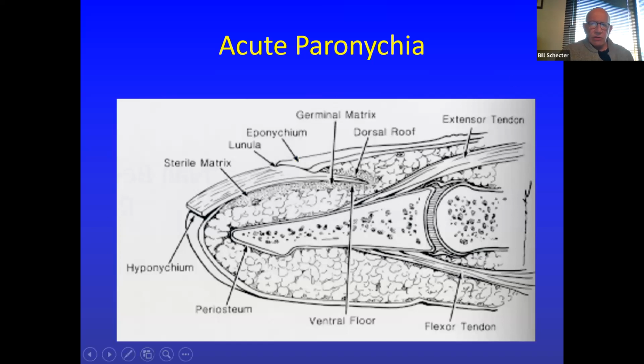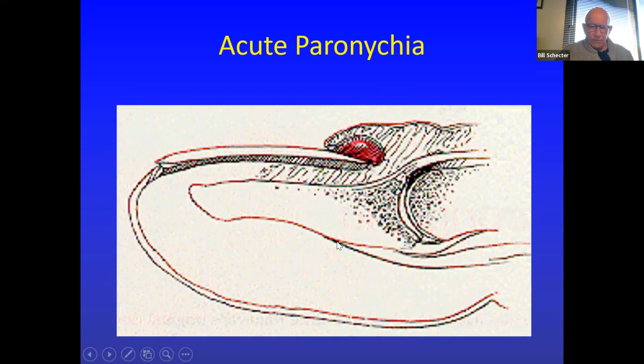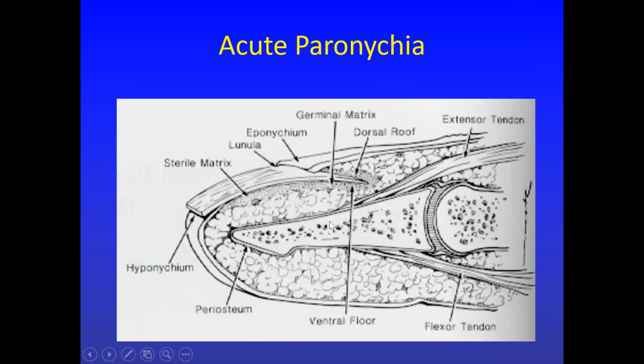So here is, as promised, a picture of the anatomy of the fingertip. Here's the distal phalanx, right? And as you know, you have the terminal extensor tendon inserting on the dorsum of the distal phalanx. You have the flexor digitorum profundus inserting on the volar aspect of the fingertip. And you're not going to see these structures when you're managing, hopefully, the paronychia.